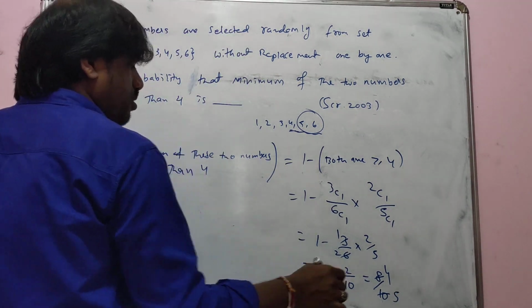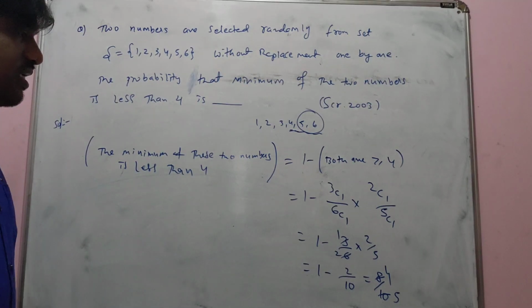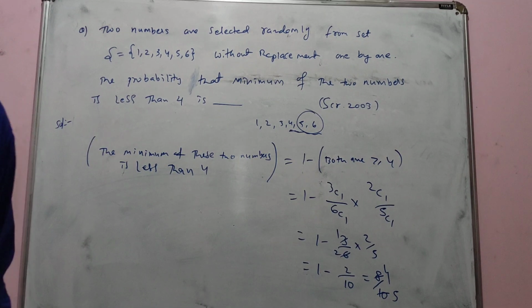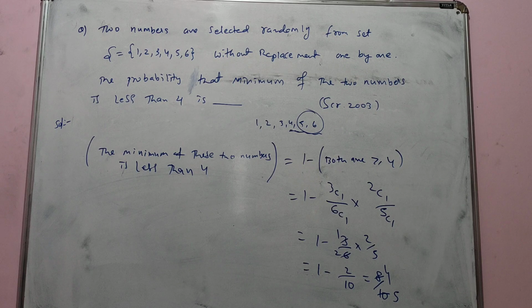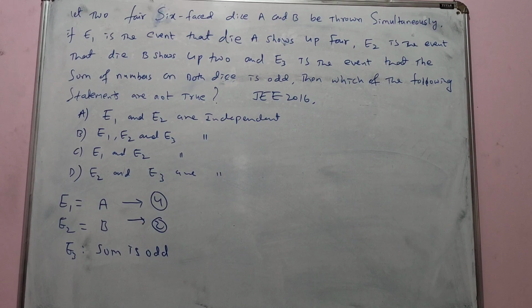I did not write the options. So the complete answer is 4 by 5. Hope you understand. These are the simple questions I explained now, so we will move on to the difficult questions. Hello dear students, let us see one more question.